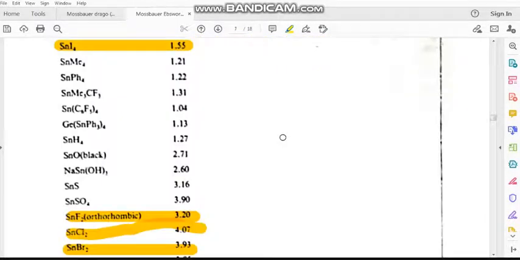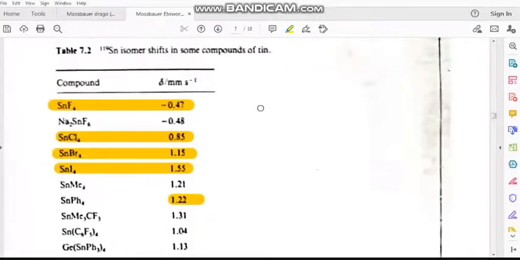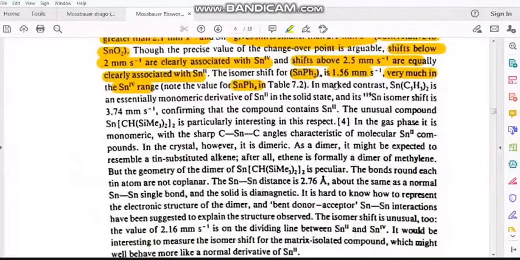Let's check here. Tetraphenyltin is 1.22, whereas this one is 1.56. So this is not that species, but a polymeric one, because weak interactions lead to polymer formation.